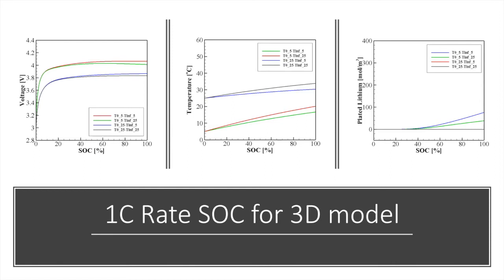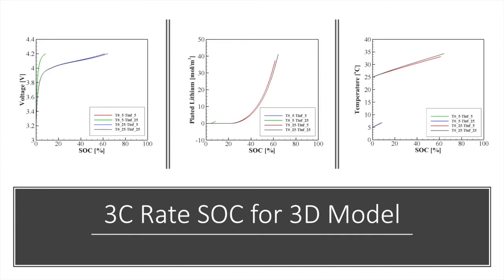It's a flat line. However, the T naught 25 degrees Celsius has some form of plating, which is roughly just under 100 moles per meter cubed. We next move on to the 3C charging rate, which, as we can see from the graphs, are pretty similar to the previous slide. However, the graphs in this one top out at different state of charges.